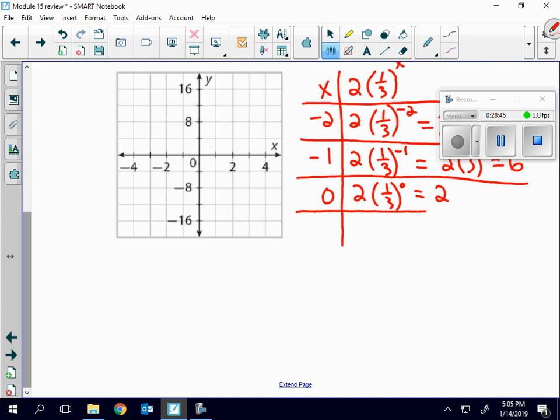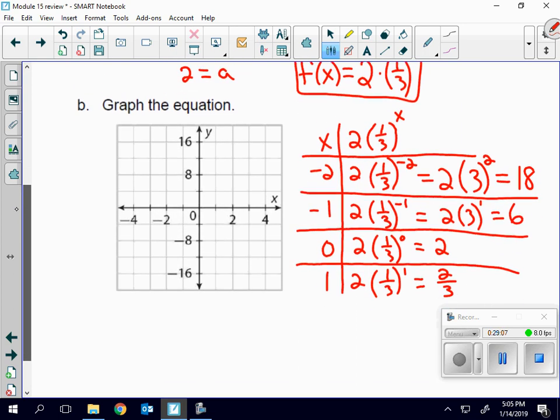Let's do one more. Let's do +1, we already did -1. 2 times 1/3 to the first power is going to be 2 times 1/3, which is 2/3. So as you can see, we're getting smaller and smaller there.